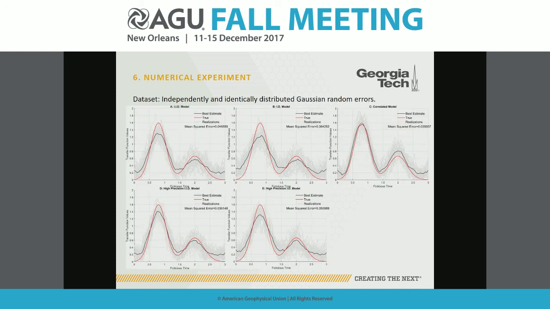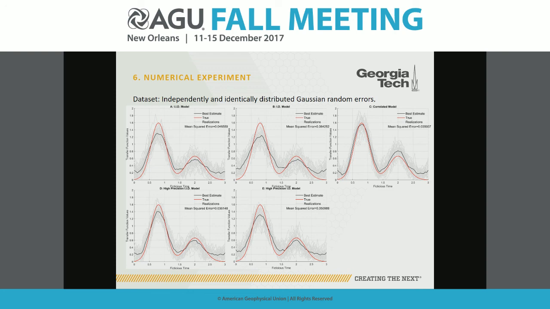Here's an example for IID error data. I use the IID model to inverse it. This is the low precision IID model, low precision ID model, and correlated model. And here are two high precision model results. The red line represents the true value. The black line is the best estimate given the posterior samples.